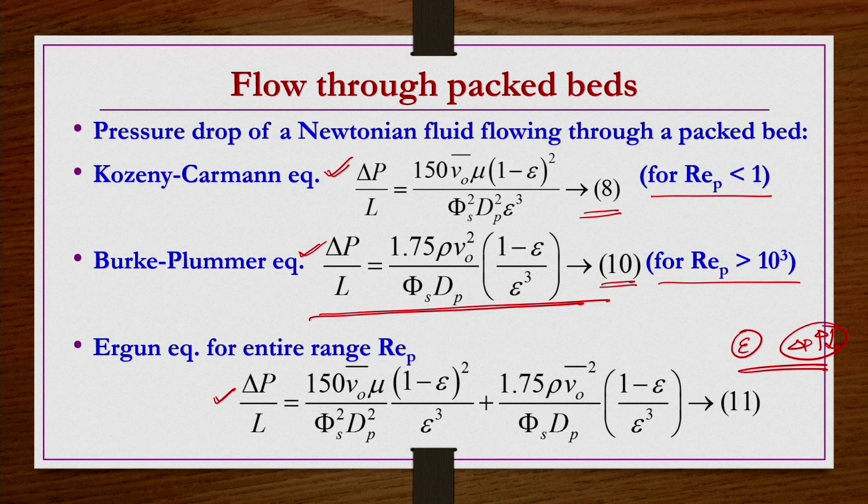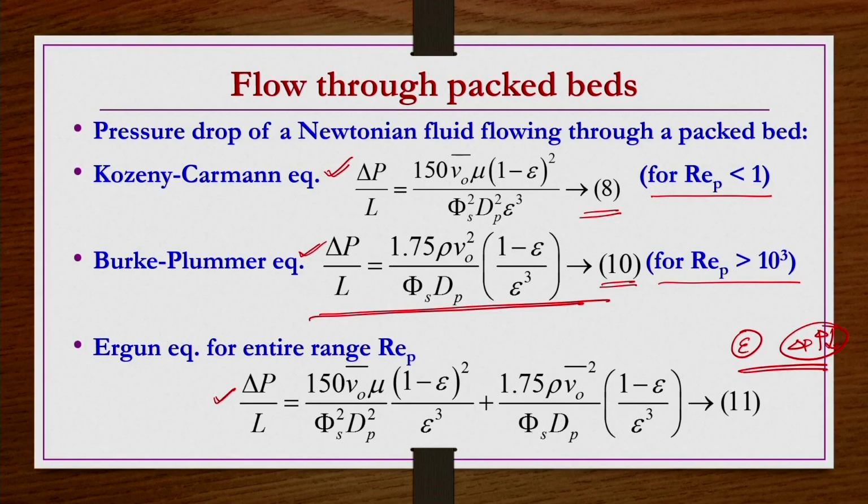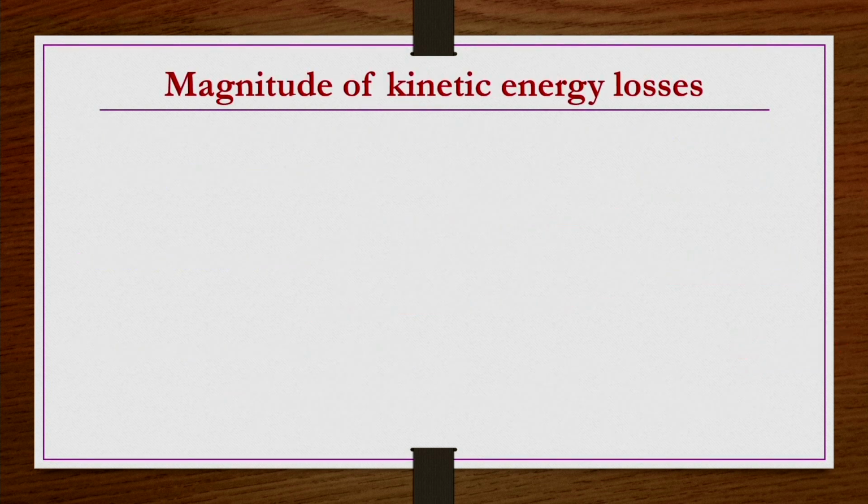So, if you want to find out the magnitude of the viscous losses contributing to this pressure drop, then the pressure drop should be divided by the viscous forces per unit area, and the equation that should be used is equation number 8, because equation number 8 talks about the contribution of the viscous losses in the pressure drop calculations for a Newtonian fluid flowing through a packed bed. Right. So, that is what we are going to do now. Let us start with the kinetic energy losses.